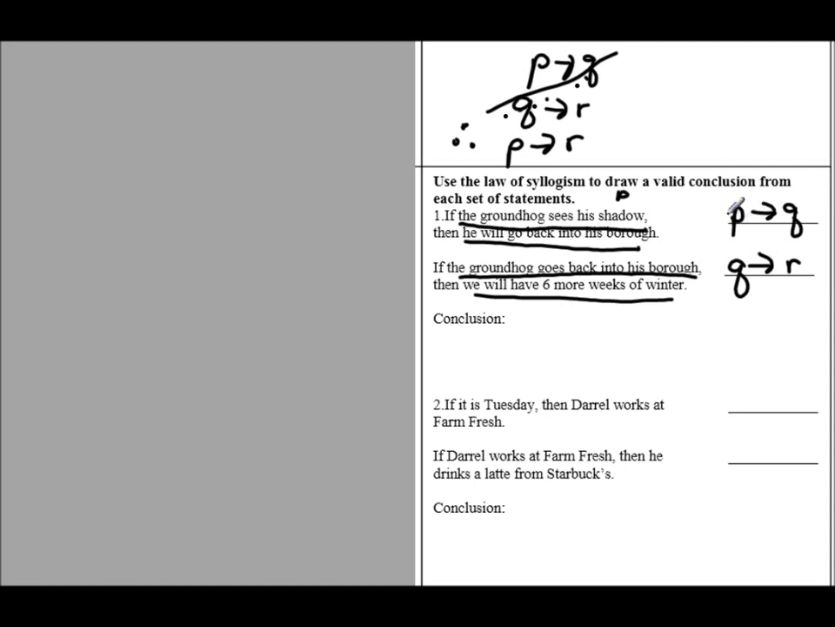So far we've followed the law of syllogism, P then Q, Q then R. So based on the law of syllogism, we cross out the Q's and we're left with P then R. So my conclusion would be P, if the groundhog sees his shadow, then R, then we will have 6 more weeks of winter.